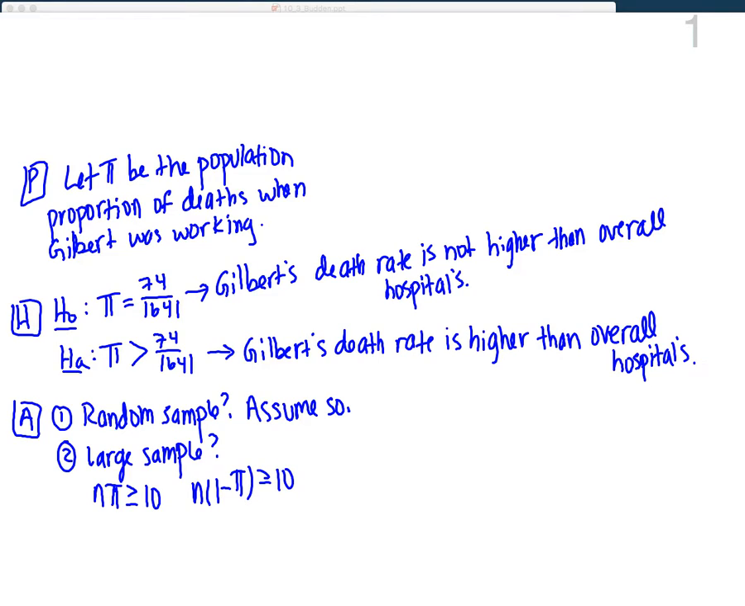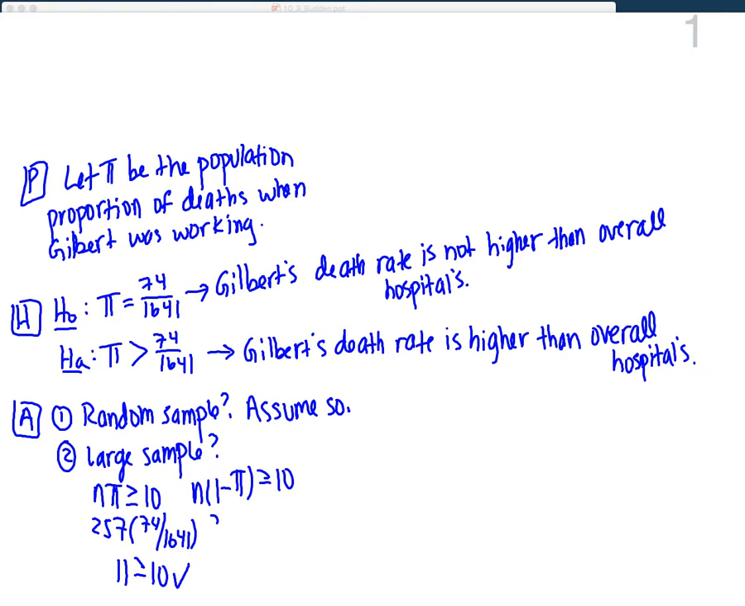Okay, n is going to come from the sample of Gilbert's patients. So what is n in this case? 257. She had 257 patients total. Pi comes from the null, so it's 74 out of 1,641. This is 11 point something. I don't know what, but it's at least 11, so it's greater than or equal to 10. Can't I just stop there? No, gotta go on.